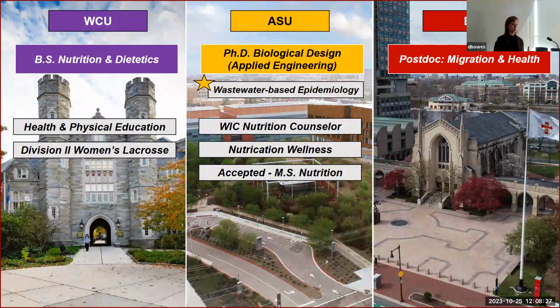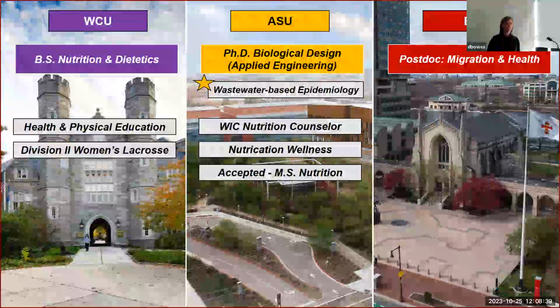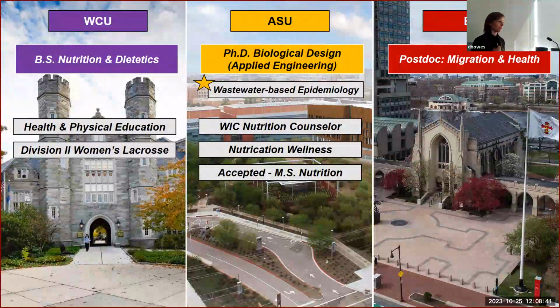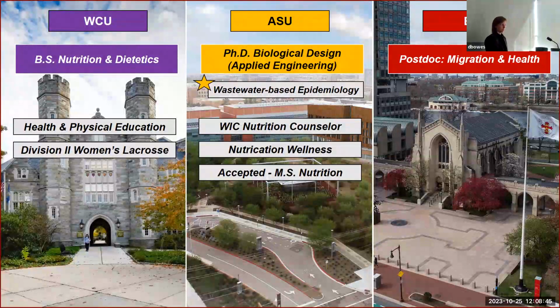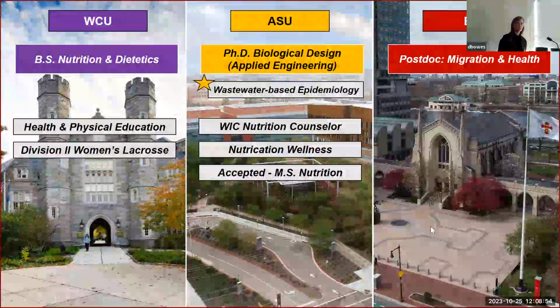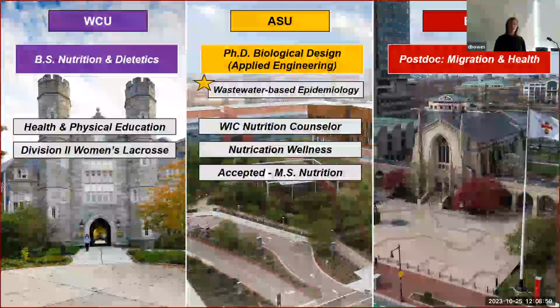So I ended up switching, and it did tack on a 5th year for my undergraduate career, which I just called my victory lap. I do not see that as a bad thing, and would not change that decision for the world. I then later moved out to Phoenix, Arizona, and I earned my PhD in what's called biological design, which you can consider an interdisciplinary or an applied engineering type of degree. Prior to that, I was working as a nutritional counselor at WIC.